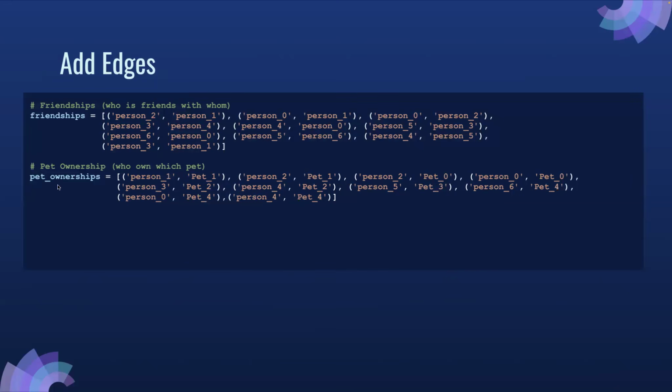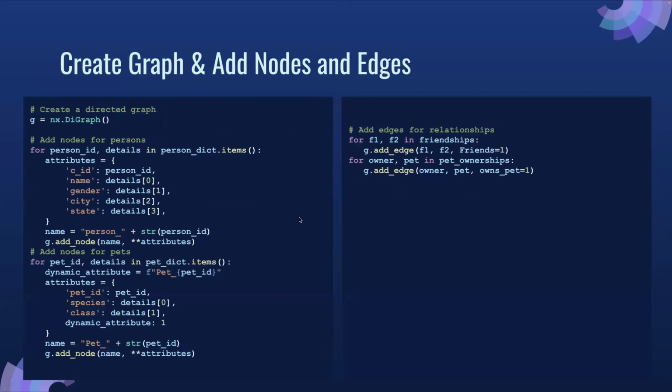And then also for pet ownerships. So who owns what pet? And again, this is the data for the edges in our graph. So person one owns pet two, person two owns pet one, and so on and so forth. Next, I'm going to actually create my graph and add in those nodes and edges that we just created the data for. So I'm going to add the nodes for the people and then add the nodes for the pets and then add the edges for the relationships. And this is all building a graph using NetworkX.